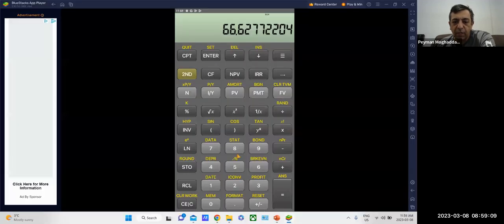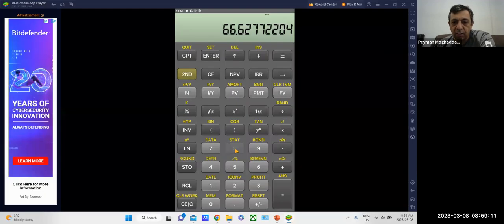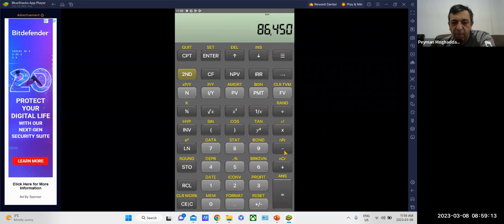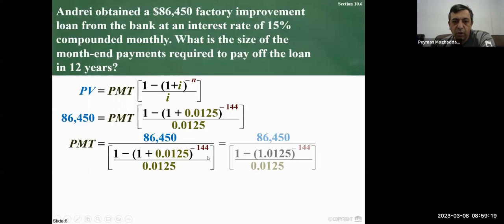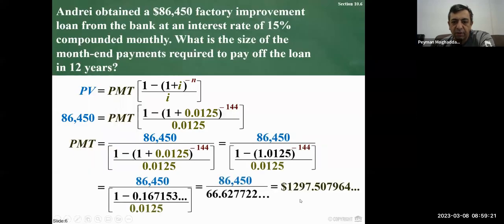So let's do it, 86,450 divided by recall number 1, which is 66.2. It's going to be 1,297, okay? So 1,297.50 is going to be the payment which has to be done over 12 years to pay back the loan of 86,450 with the interest rate of 15%. Okay?